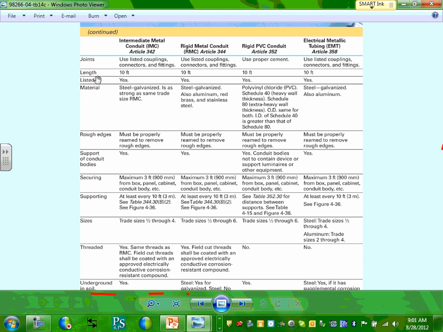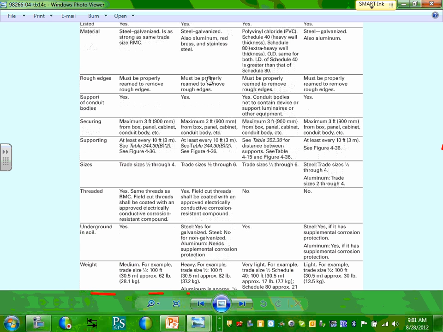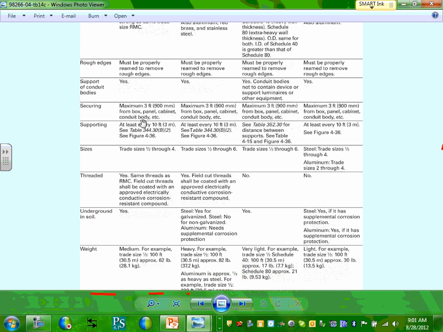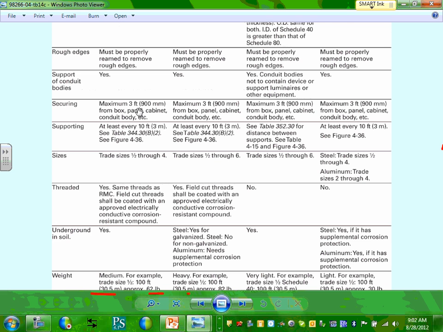Joints. Look at the length that they come. All of them come in 10. They have to be listed. Material, steel, galvanized, aluminum, PVC. Rough edges have to be smooth before you pull the conductor. Support of the conduit. Yes, you have to support it. Securing them. Look at the securing them. Every 3 maximum from every box. Supporting intervals, typically 10 feet. There's some tables also for PVC.